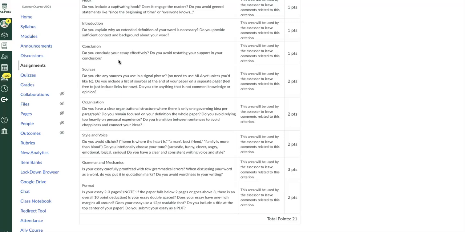A good way to do that is to simply tie back to your hook in your introduction, kind of come full circle, but there are other techniques to use as well. So whatever feels right to you is what I should be seeing for the conclusion. Don't stress too much over this component.